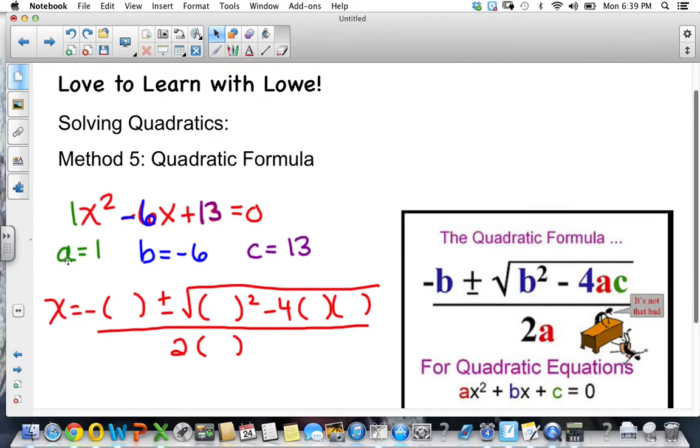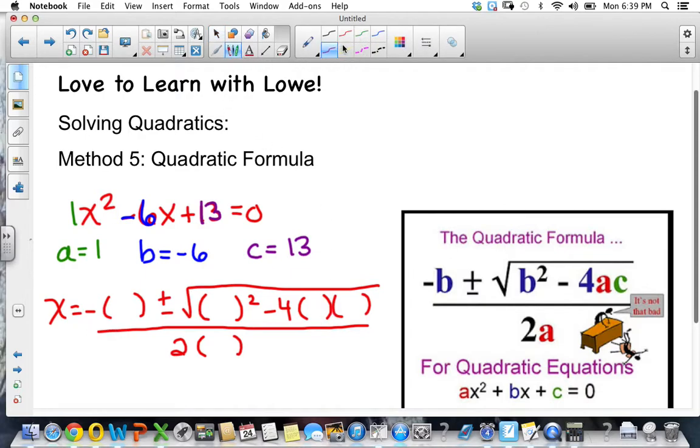So I've already identified a, b, and c, and the way I recommend it is that you write the quadratic formula and you put parentheses around every term, or number, you're going to insert. So I have negative b plus or minus the square root of b squared minus 4ac, all divided by 2a. So I recommend this is what you do to set it up, and then we're going to go ahead and fill it in.